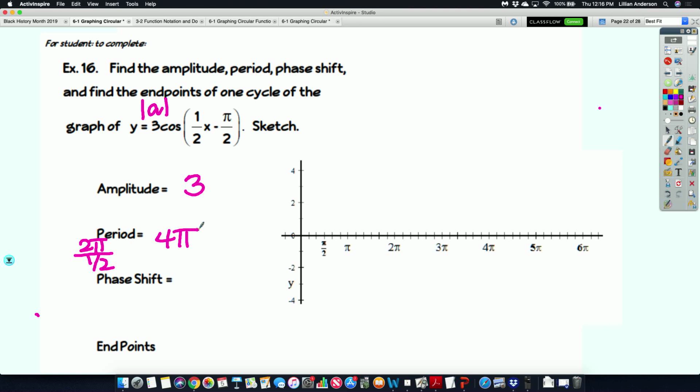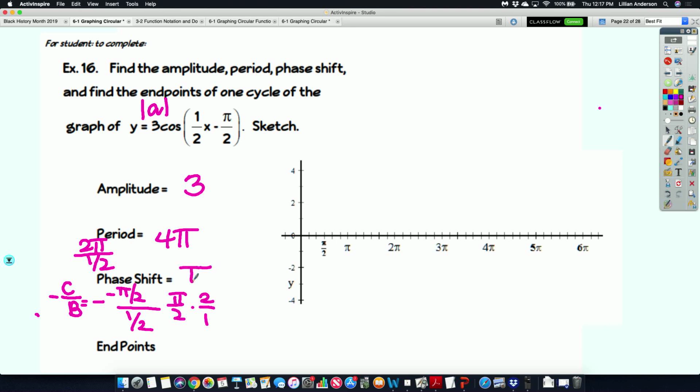My phase shift. The formula is negative c over b. What's c? Negative pi over 2. What's b? 1/2. 2 negatives make a positive, okay? And what I have to do to this? Keep, change, flip. What is that?